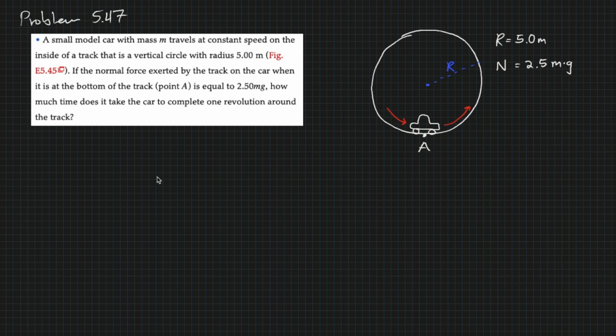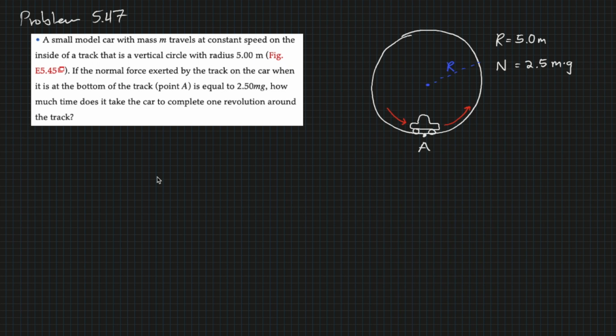All right, next problem, problem 47. So here we have a small car that has a mass m that's traveling at a constant speed around the inside of a track that is going in a vertical circle. So basically it's doing like a constant loop-de-loop over and over again.